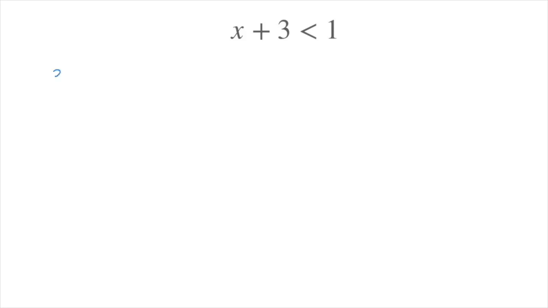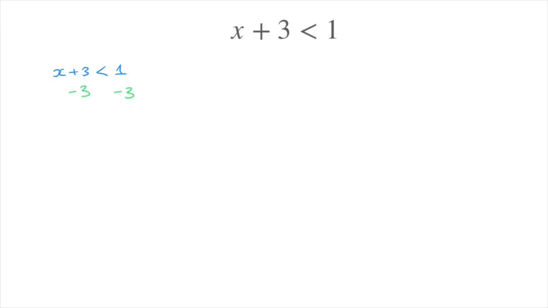We have to solve x plus 3 less than 1. Looking at the left-hand side here, we can see that 3 is being added to x. So to get rid of that 3, we can do the inverse of adding 3, which would be subtracting 3. So we're going to subtract 3 from the left-hand side. But if we subtract 3 from the left-hand side of the inequality, we have to do the same on the right-hand side. So we're going to subtract 3 on the right-hand side as well.